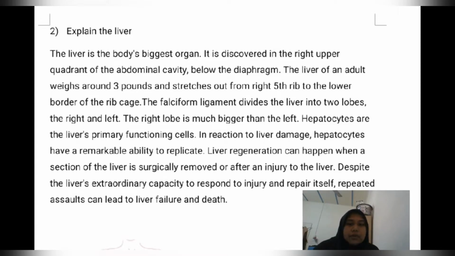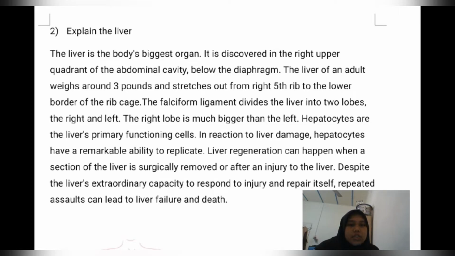The falciform ligament divides the liver into two lobes, which are the right and the left lobe. The right lobe is much bigger than the left lobe. The hepatocytes are the liver's primary function cells. In relation to liver damage, hepatocytes have a remarkable ability to replicate.